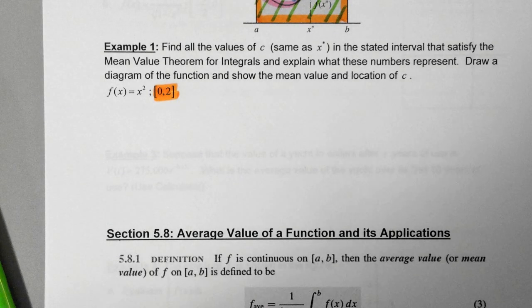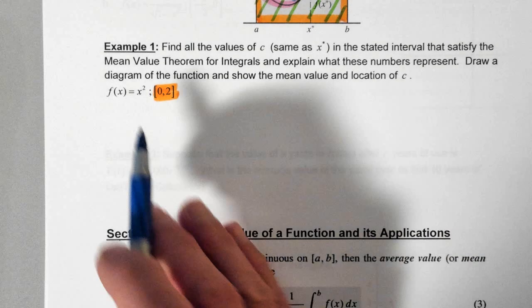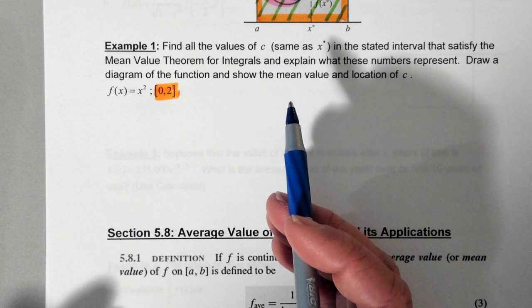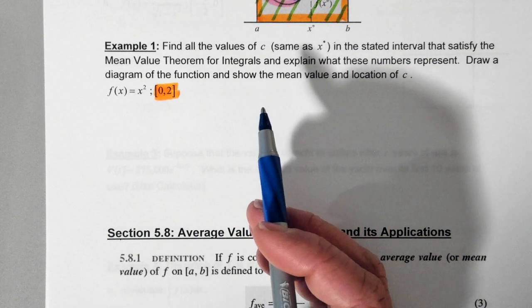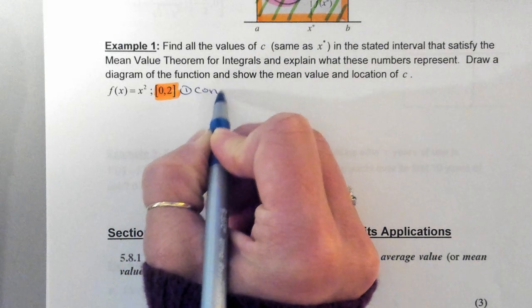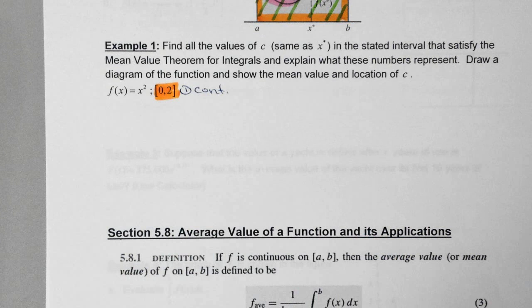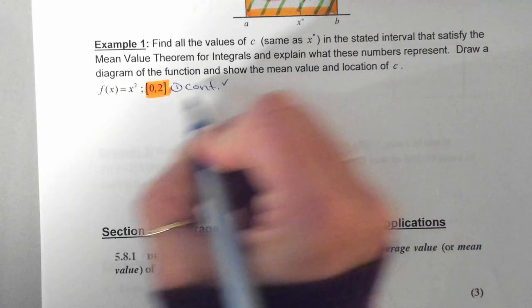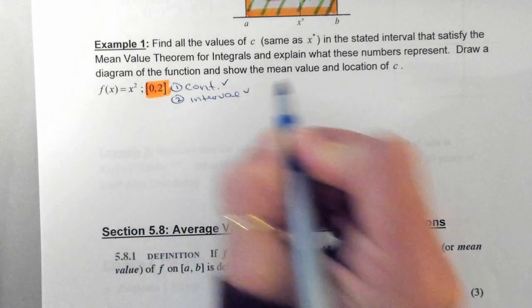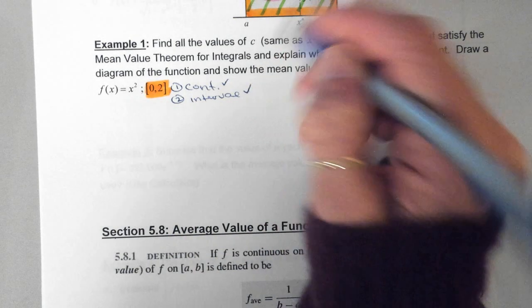First of all, you need to make sure that this function in this interval satisfies the portion of the mean value theorem that says the function is continuous and you have a closed interval. So the first thing you want to look at is, is the function continuous? Okay, x squared, is that function continuous? Yes, it's a parabola. And then, is there a closed interval? Yes.